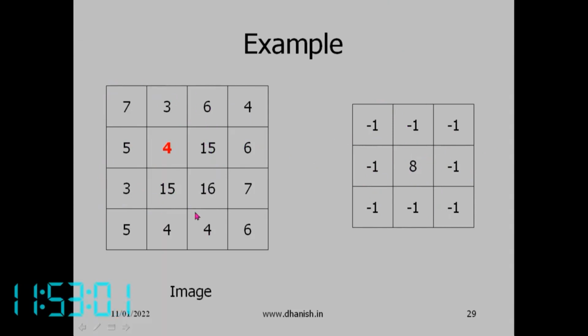You place this over this region and multiply corresponding terms. So 7 into -1, 3 into -1, 6 into -1, 5 into -1, 4 into 8, 15 into -1, 3 into -1, 15 into -1, 16 into -1. So this is a 3 by 3 sharpening filter. This filter results in a sharp image. The borders are made pretty sharp.